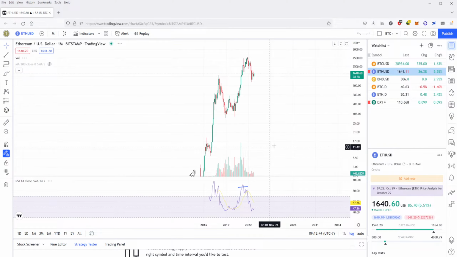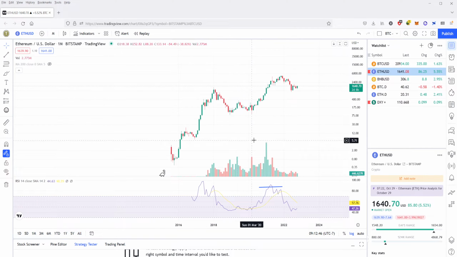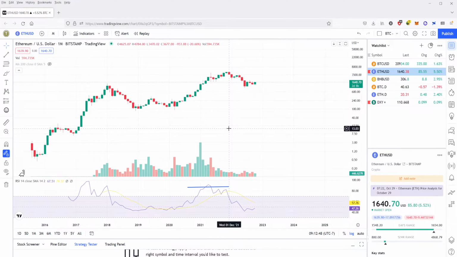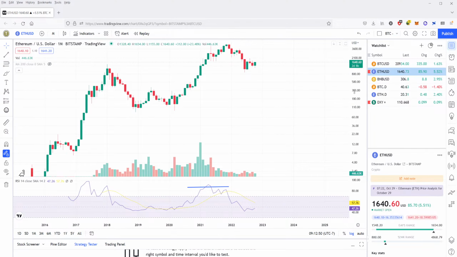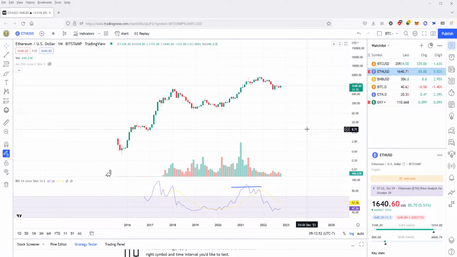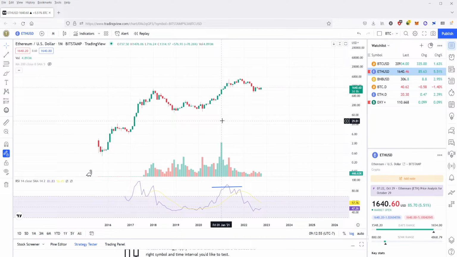Okay, if we zoom out and take a look at the monthly, the monthly time frame gives you an even better example of how RSI can be used at a long time horizon. The advantage of using it on a long time horizon versus a short time horizon is that it gets rid of a lot of the noise and static from whale buys.